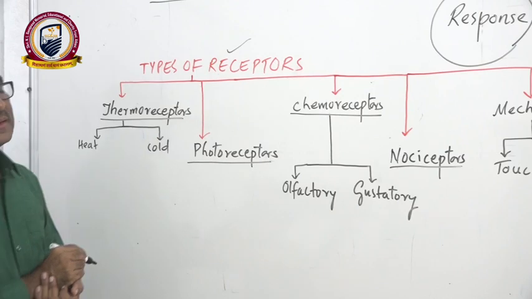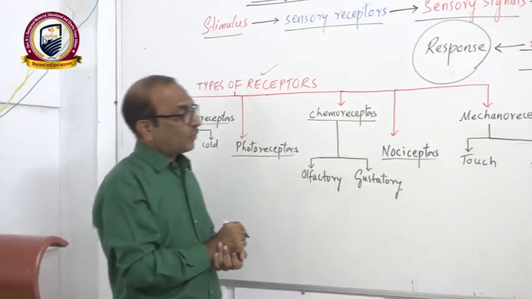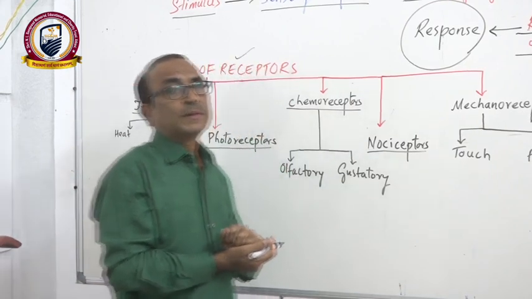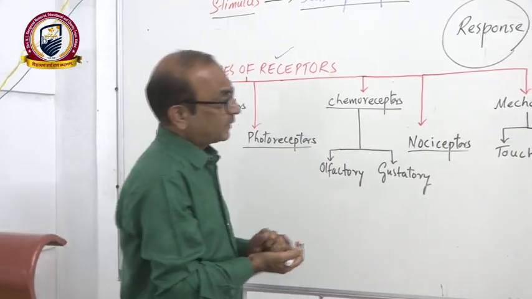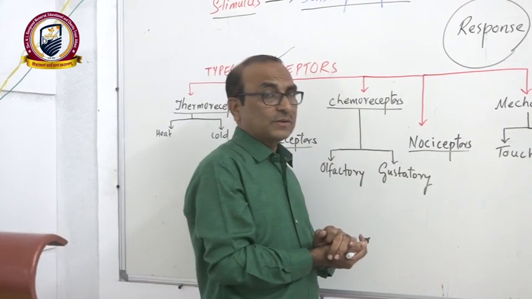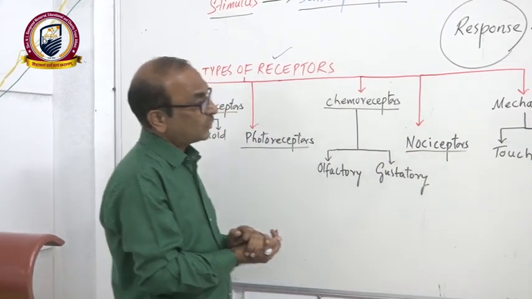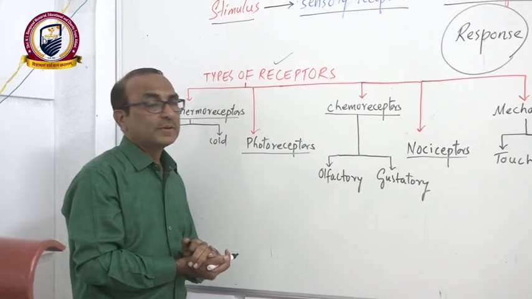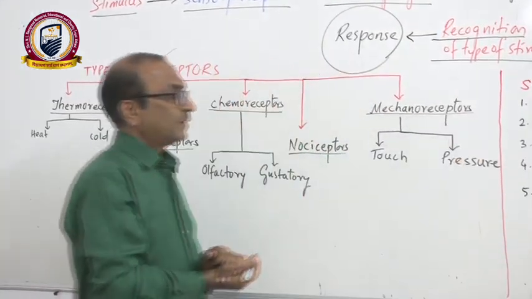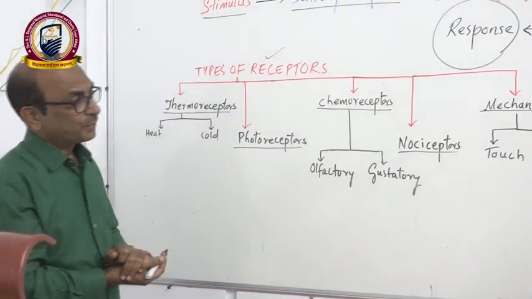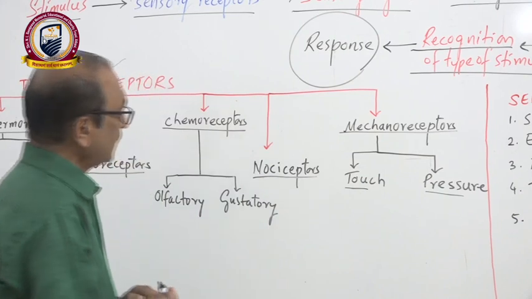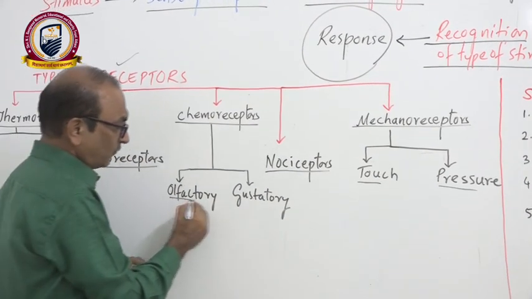Nociceptors are the internal receptors responsible for the feeling of pain. They are pain receptors found in the muscles, in the skin, in the joints and the tendons, so inside the body, in other tissues also. Then mechanoreceptors, which do mechanical reception, and these can be of touch and pressure. Similarly, chemoreceptors can be olfactory or gustatory.